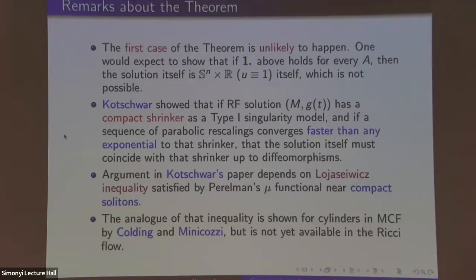But the problem is that the argument in Kotschwar's paper relies on the Łojasiewicz inequality, which is satisfied by Perelman's functional. For example, in the mean curvature flow, Colding and Minicozzi proved the analog of this Łojasiewicz inequality when the singularity model is a cylinder, but this is not yet available in the Ricci flow. So the Ricci flow is lacking there, and we still cannot prove it. Okay.